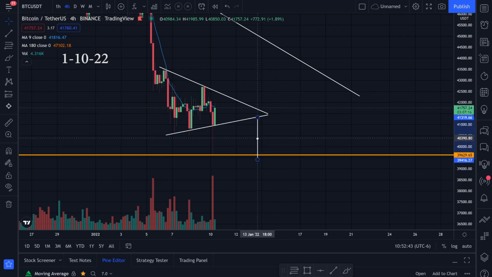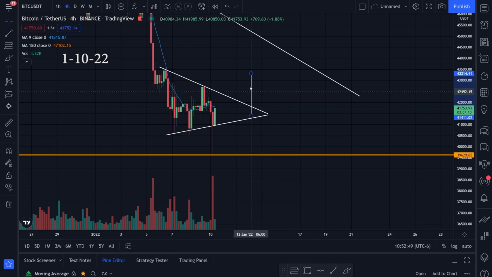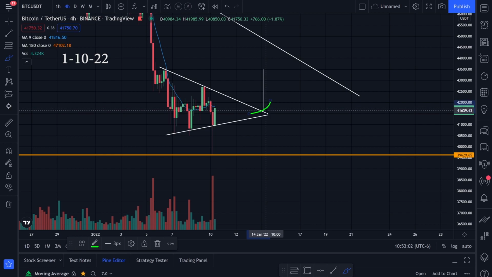Or if it breaks to the downside, maybe something like that. I mean, we might be coming down to that 39629 level if we break to the downside, and then if we break to the upside, we might be coming up to this previous support up here at around 43,436 or something like that. That's assuming that we're breaking out at pretty much the end of the triangle right here.